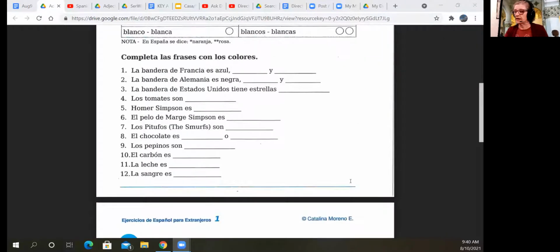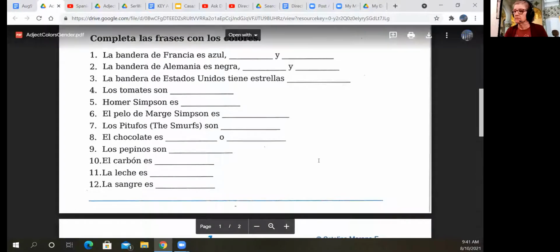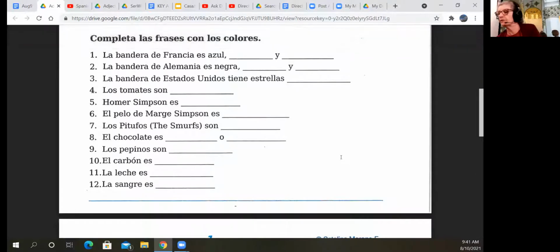If you got stuck on pitufos, Smurfs, don't fret. Some of these are cultural references. This page was designed by somebody who lives in Europe, so it's a little bit different. Okay, la bandera de Francia. We're not talking about France, we're talking about la bandera. Bandera is a flag, right? So these words are going to have to be feminine category words. La bandera de Francia es azul.